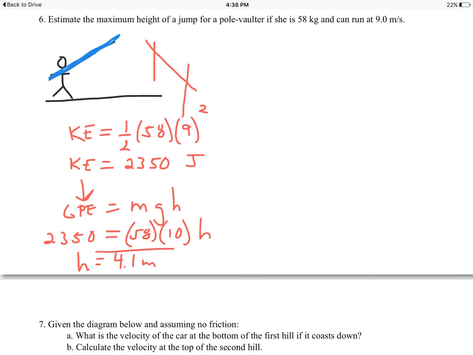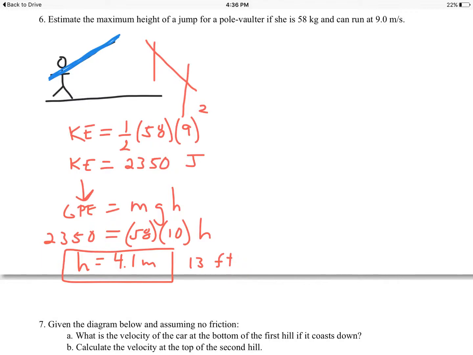Now, essentially that's the answer. However, we need to tweak this a little bit. And by the way, 4.1 meters is roughly 13 feet, which actually is quite low. Well, it's not that low. It's probably pretty good for a high school pole vaulter, but for Olympic pole vaulters, it's not very high.